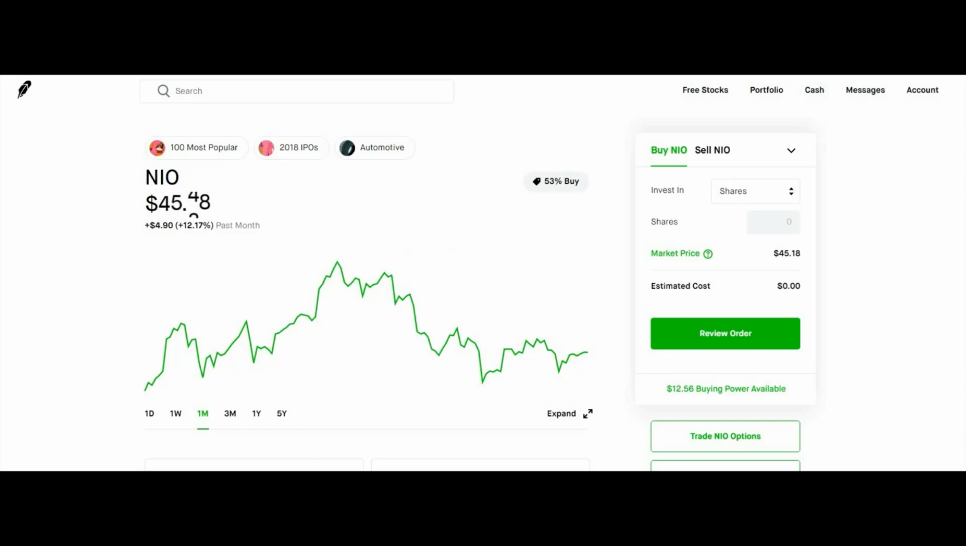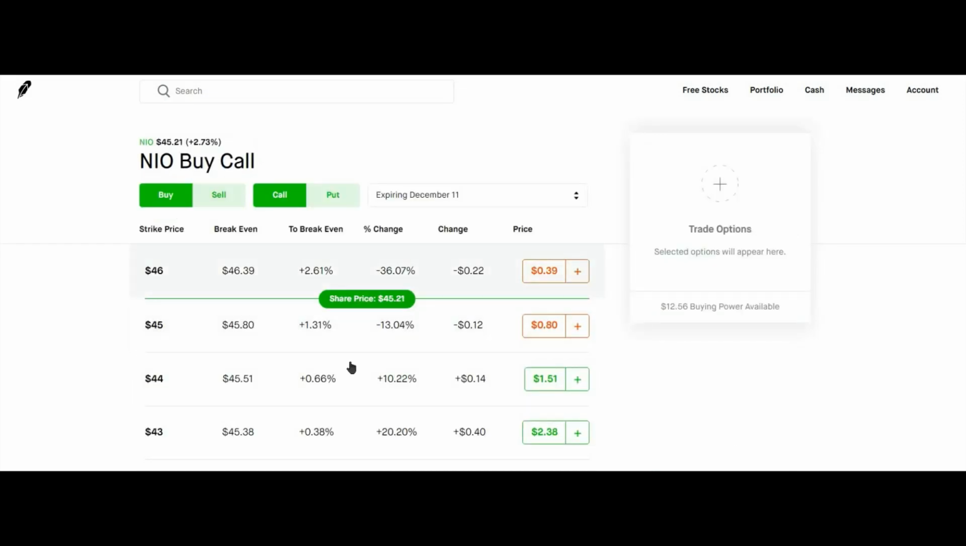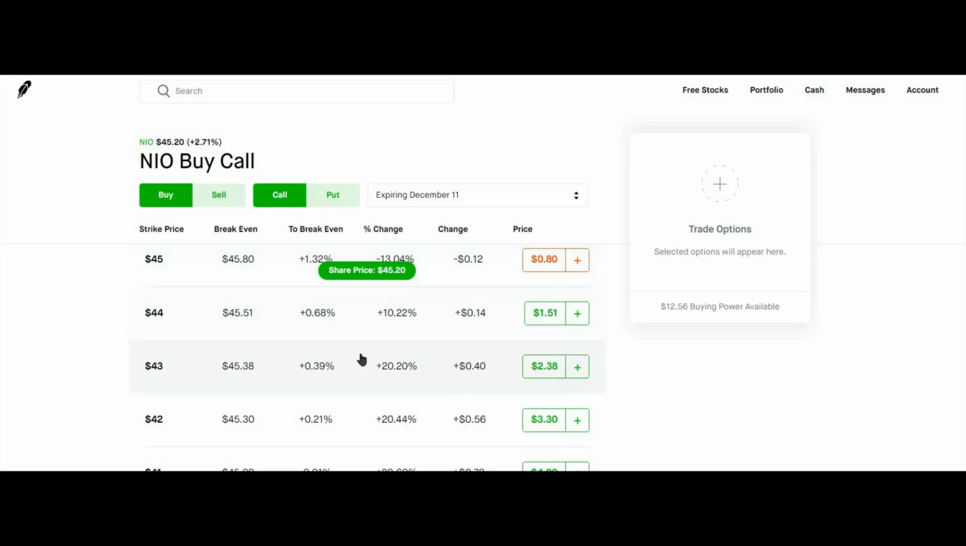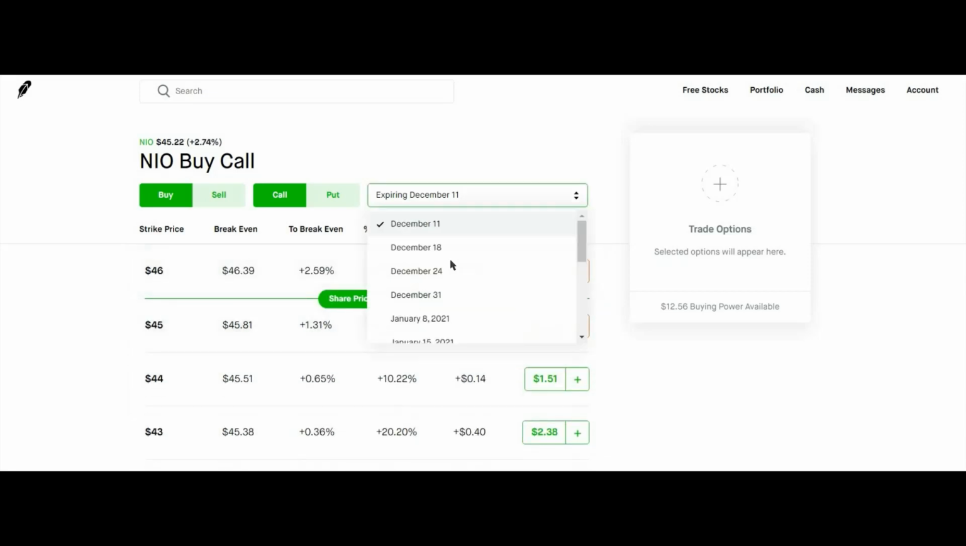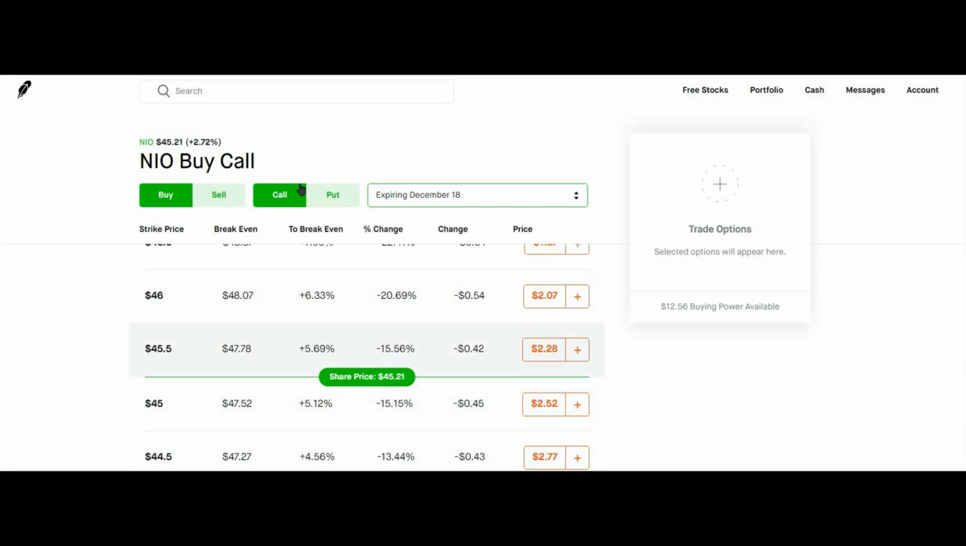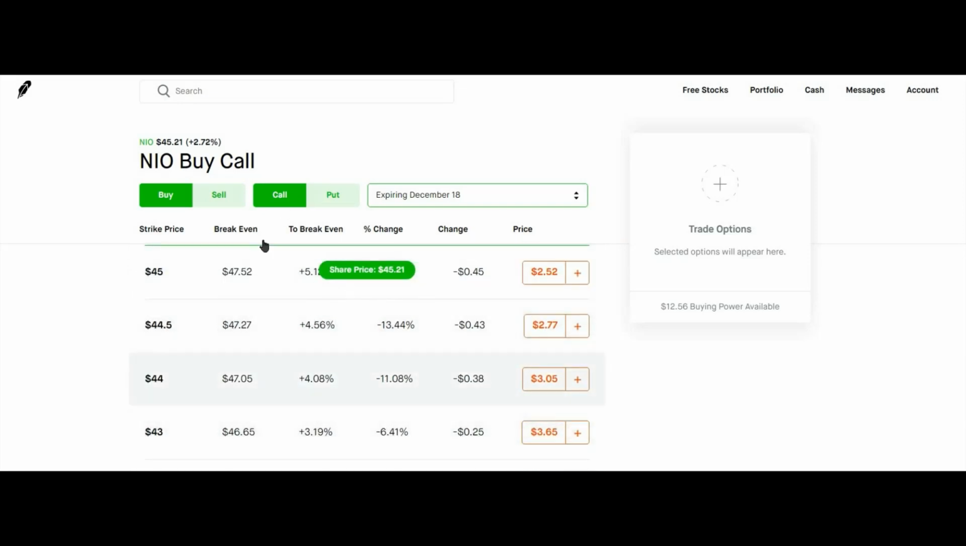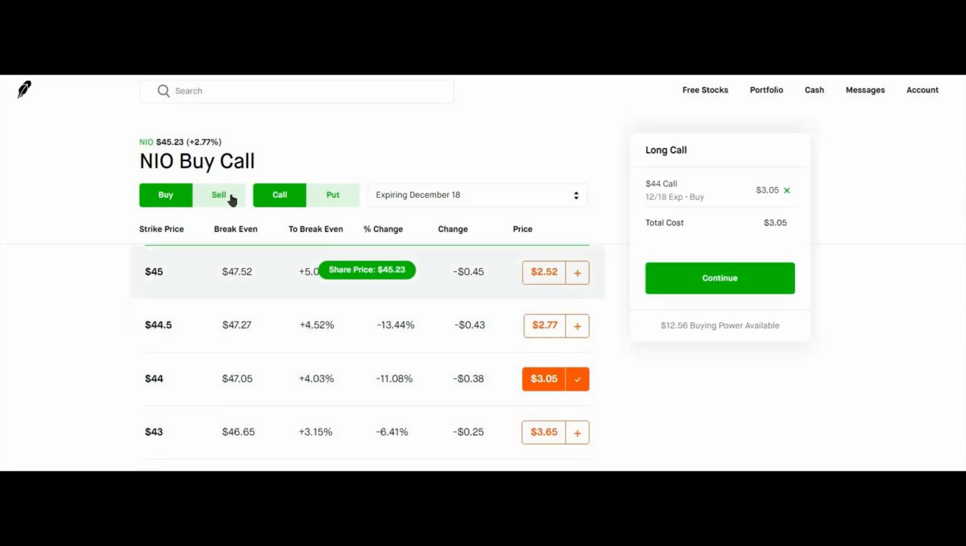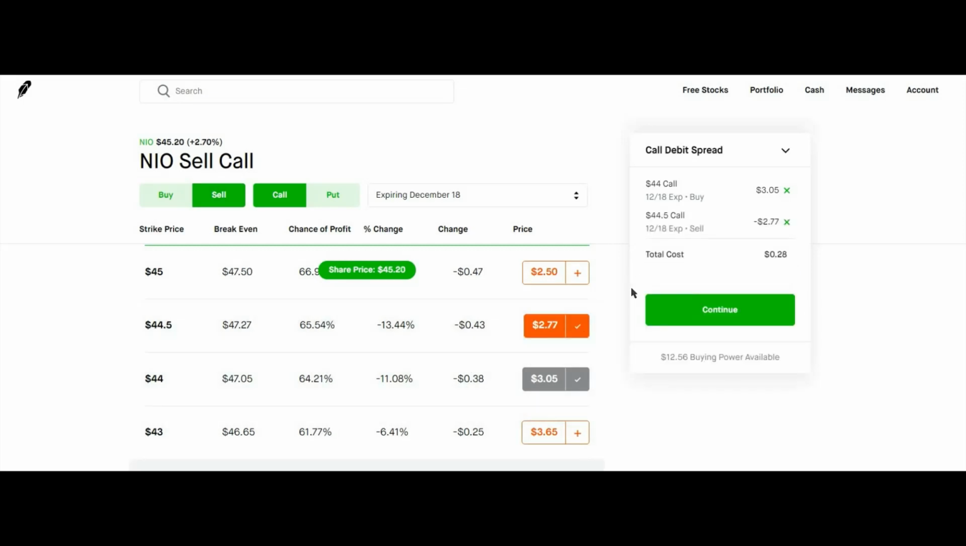I really don't think it's going to be going under $45, $44 within the next week. I think it'll either be staying around the same amount or going up a little bit. So if I want to trade some options, we'll come in here and we'll see all of our strike prices. And let me just use December 18th because that's what I use in my little scenario I did on my own. And let's say we want to set our buy call at $44 and we want to set our sell call right on top of that at $44.50.